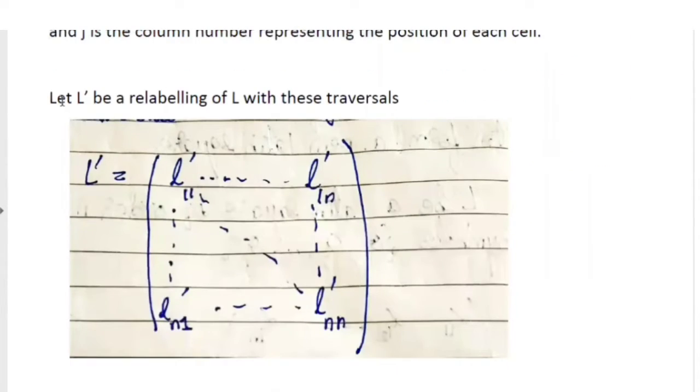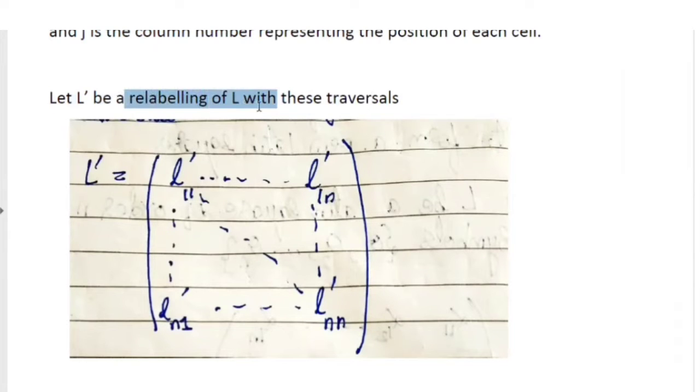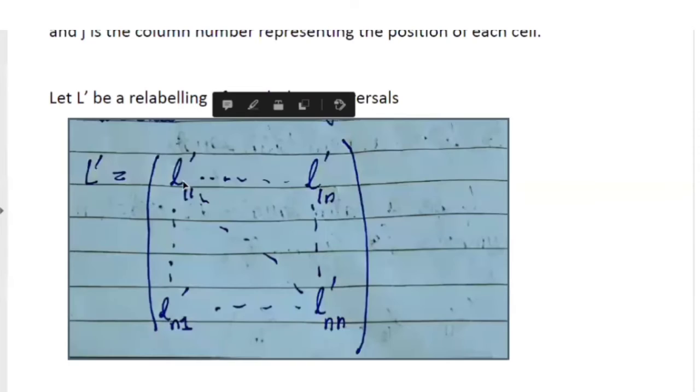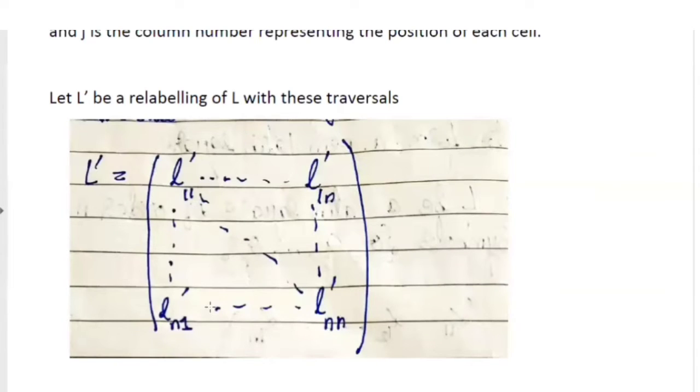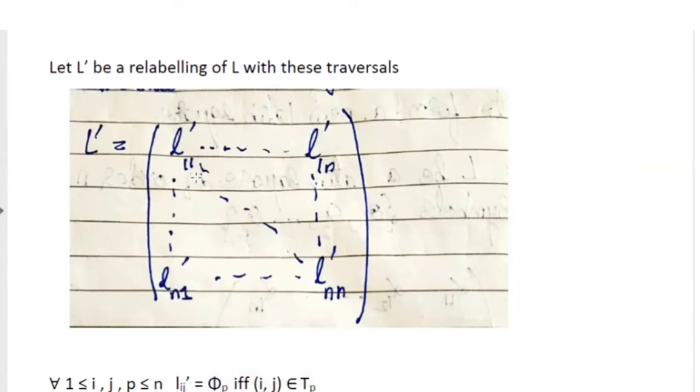And we shall define another matrix L dash to be a relabeling of L with these traversals. Let us see what relabeling means in a second. So this matrix we shall also represent like this: L11 dash, until L1n dash. Here also the first subscript is the row number, the second is the column number. This is how we represent a matrix with 2 subscripts.